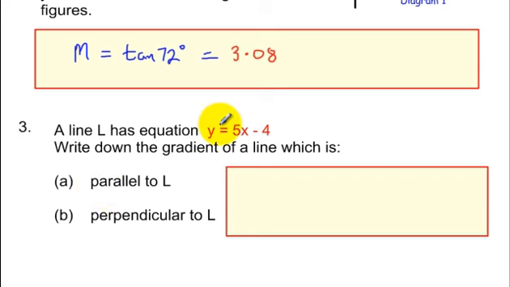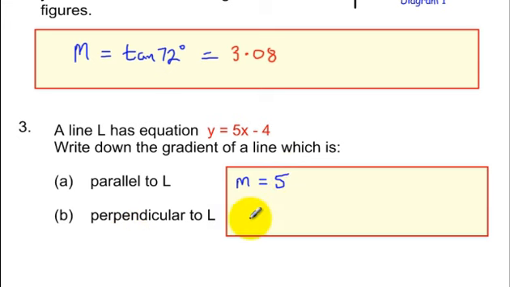So we have a line L with the equation y is equal to 5x minus 4. The gradient of that line is given by this number in front of the x. A line that's parallel to L will have the same gradient. So the gradient of a line parallel to L will have the same gradient, m is equal to 5.